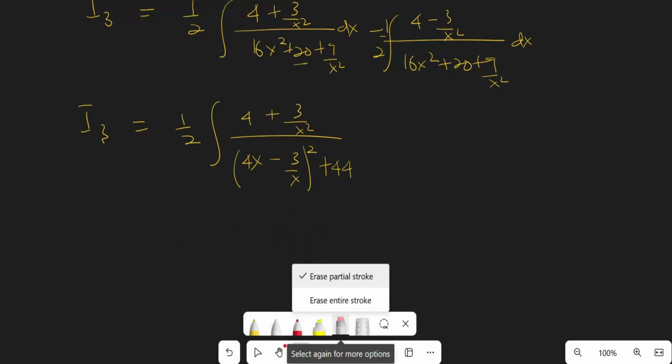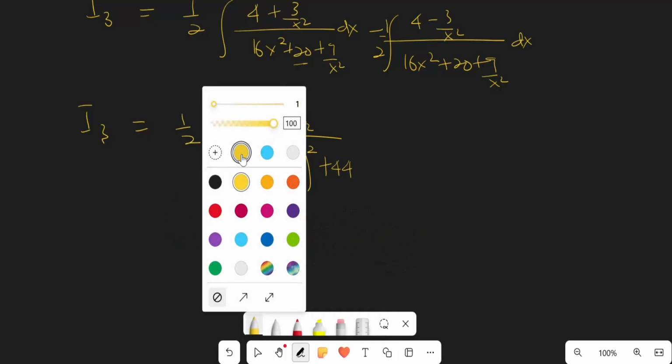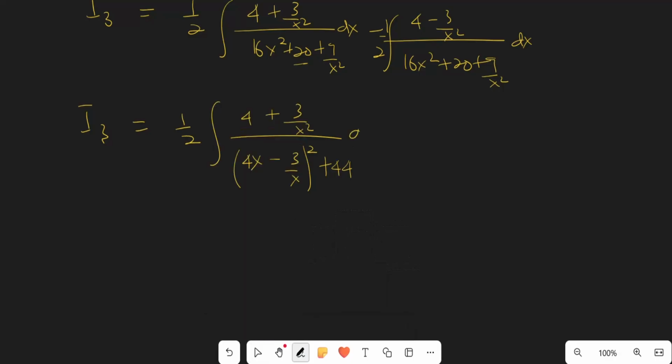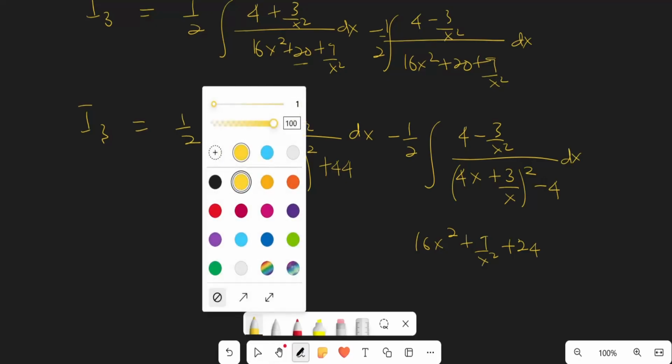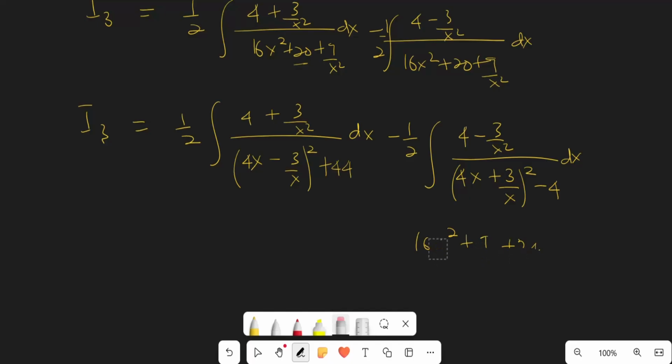And now the second denominator can also be factored like this. So this is dx minus 1/2 the integral of 4 minus 3 over x squared divided by, this denominator can be factored as 4x plus 3 over x all squared. Squaring this one is 16x squared plus 9 over x squared plus 24. It's plus 24, but we have plus 20, so it means we have exceeded by 4. We have to subtract 4. And that's how we can factor the second denominator of the integral I3. So I can clean this up.